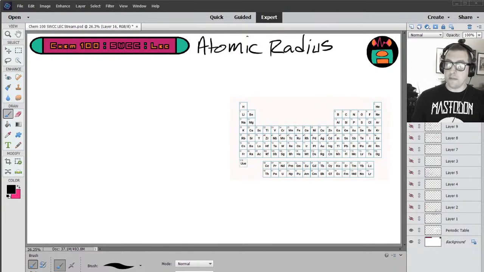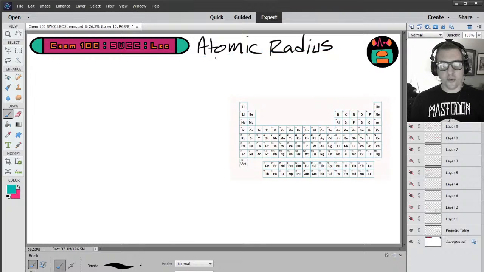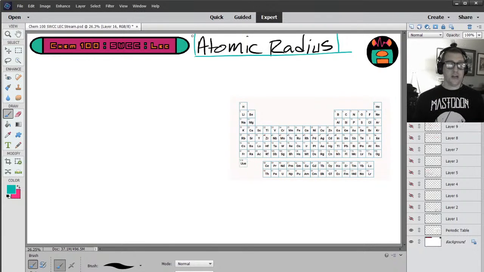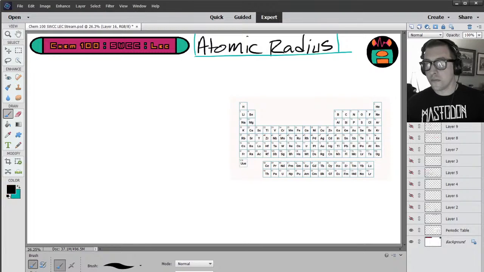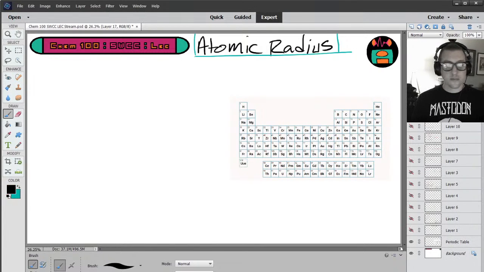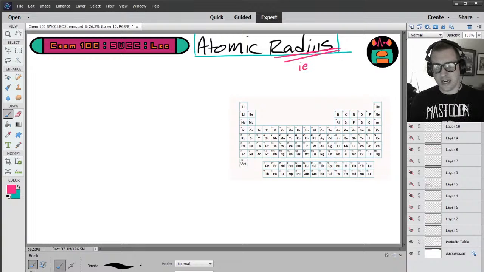All right. Now, atomic radius. Another way to think about atomic radius is you could consider this atomic size, because atoms are more or less spherical in shape, and so the radius of a sphere will tell you how big the sphere is. The radius of an atom will tell you how large the atom is. So you could consider this, i.e., this tells you the size.